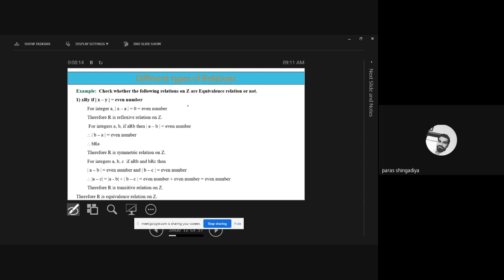Okay. Now in this case we have one general concept. Clear? One infinite set is given, which is Z. And we consider one relation for any two entries of Z: x minus y is equal to an even number. Okay. Z is an infinite set. So for any entry, x, y belongs to Z. What is the relation between x and y? x R y is defined here as x minus y is equal to an even number.